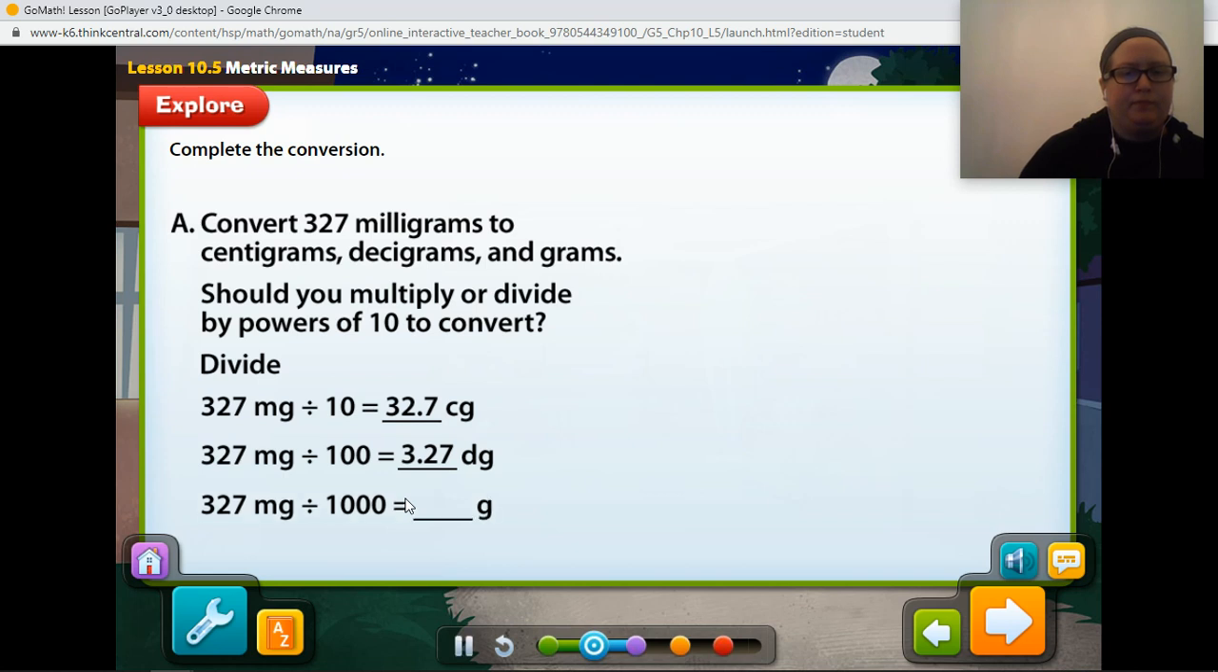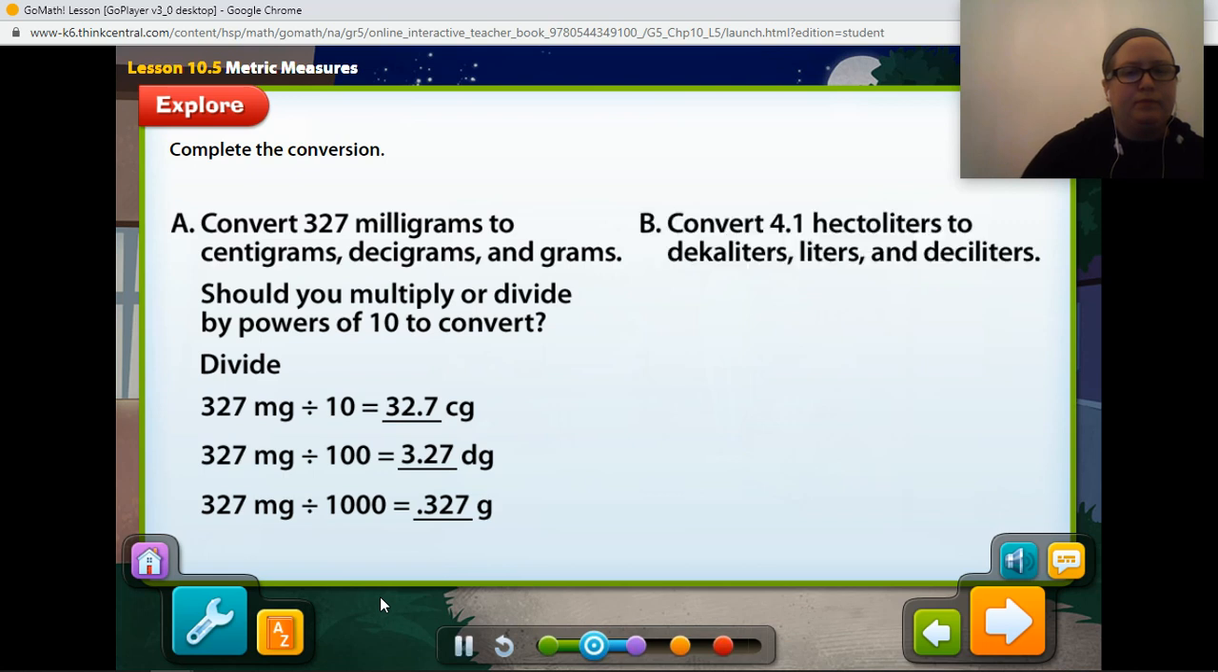How many grams are in 327 milligrams? Divide by 1,000. 327 milligrams is equal to 327 thousandths grams. Since you're dividing by 3 powers of 10, you move the decimal point to the left 3 places.